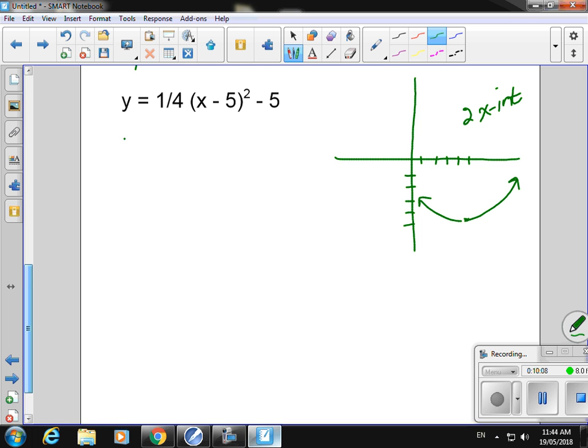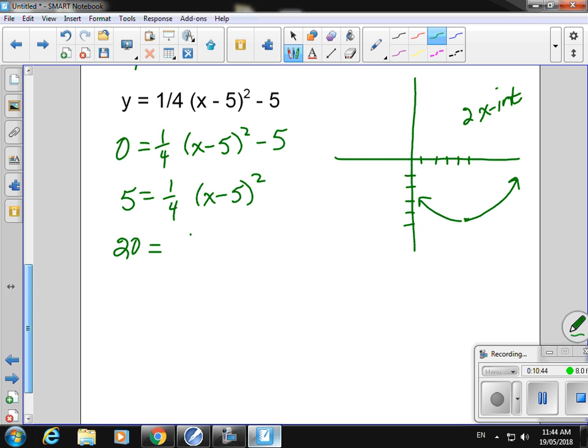Okay, let's solve this, ugly or otherwise. 0 equals a quarter. X minus 5 squared, subtract 5. I want to get x by itself. I'm going to add 5 to both sides. Okay, the next thing I want to get rid of is the 1/4. You can think of it in two ways. If you want to get rid of 1/4 times something, you can multiply both sides by 4, or you can divide both sides by a quarter. Either way, you're going to get 20 equals x minus 5 squared.